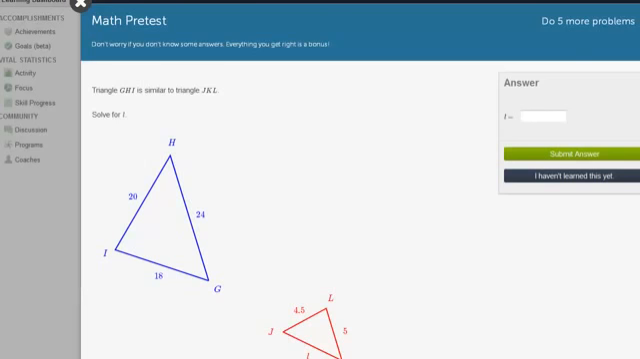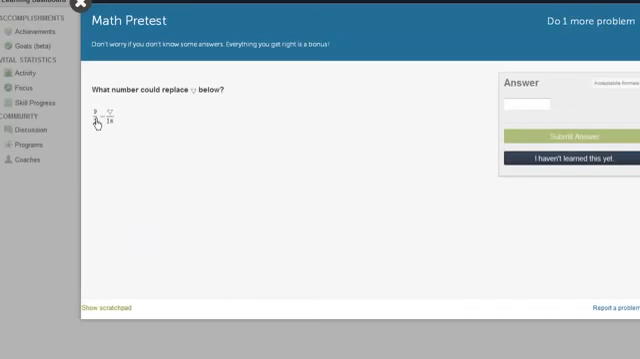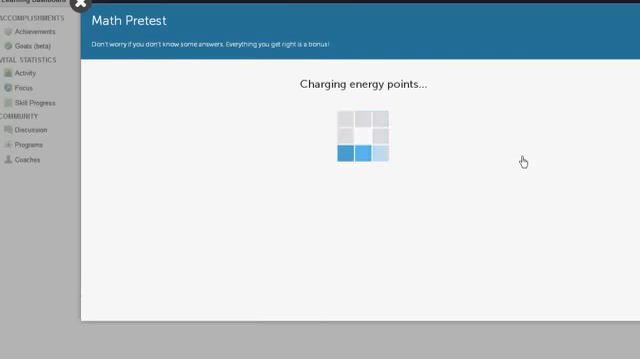So similar triangles. Well, I said I'm going to pretend like I haven't taken geometry yet. So I'm going to say I haven't learned this. Now they gave us a proportion. 9/2 is equal to what over 18? Well, we multiplied the denominator by 9, so we have to multiply the numerator by 9. So it's going to be 9 times 9 is 81. And there we go. I've done my pretest.